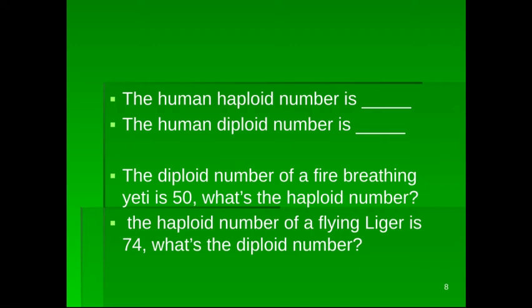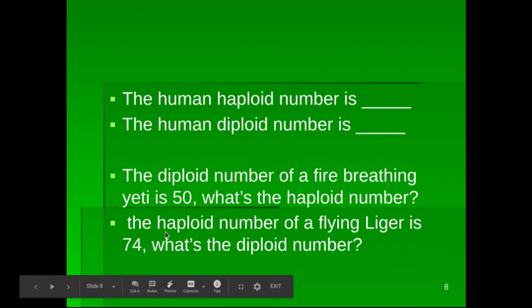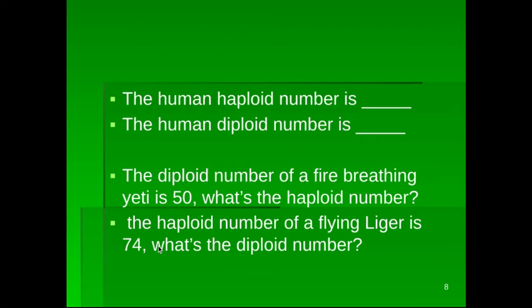The haploid number of a flying liger is 74. So what's the diploid number? It tells us that's the haploid number. So in order to get the diploid, we have to multiply this by 2. So you're looking at 148, I believe.